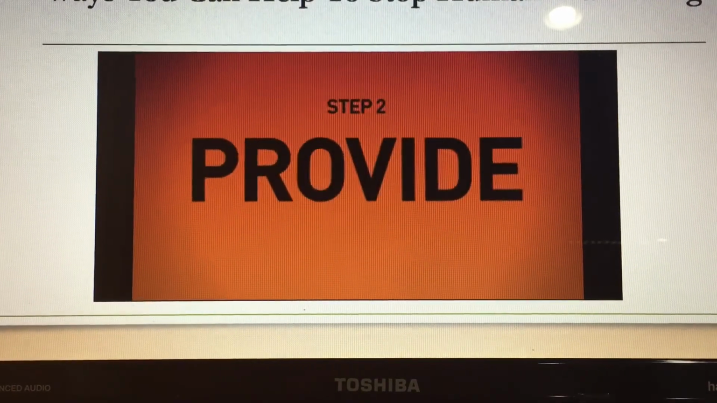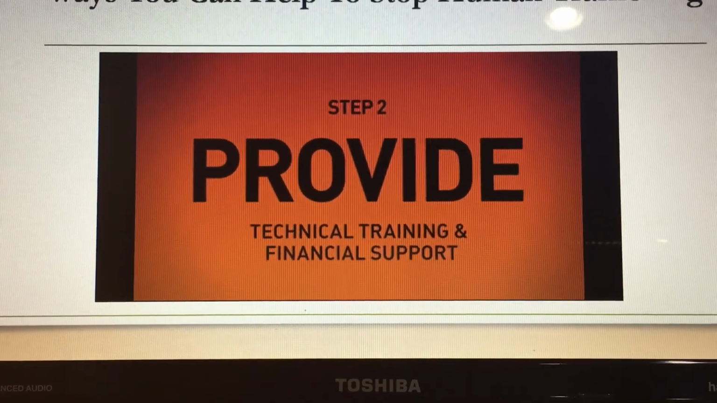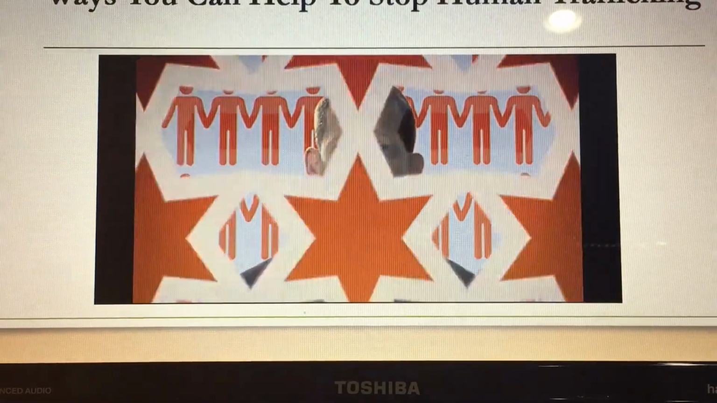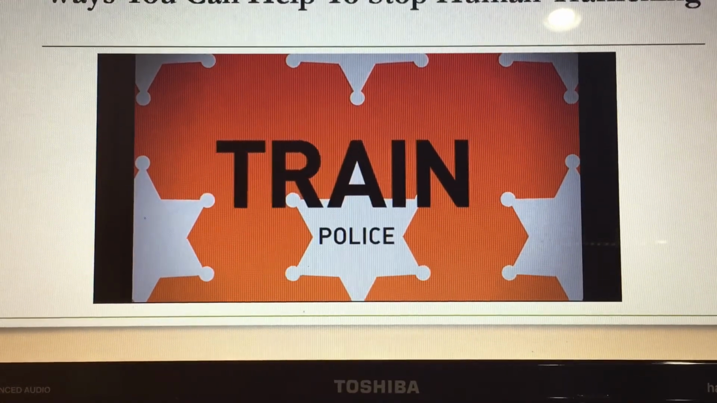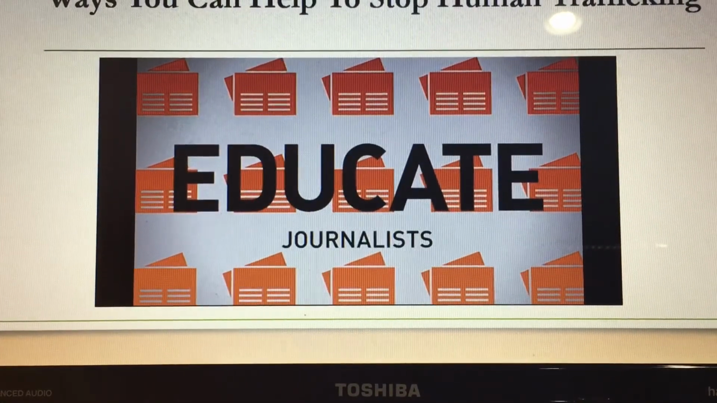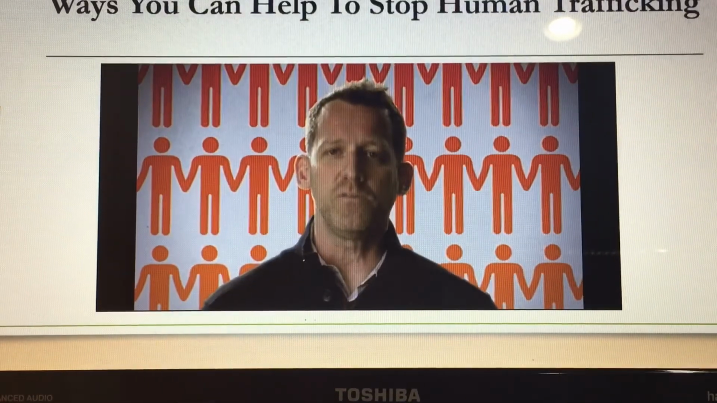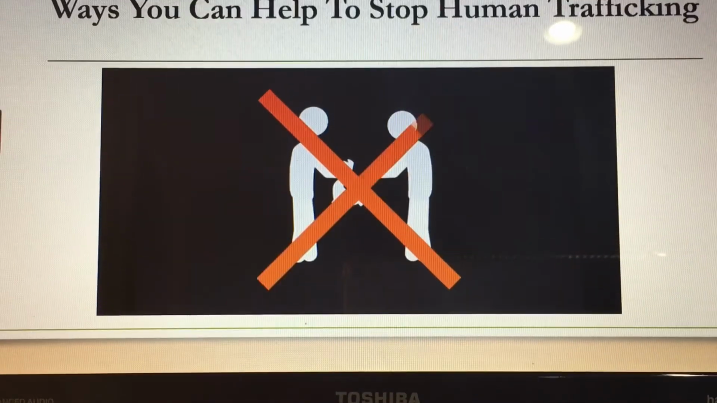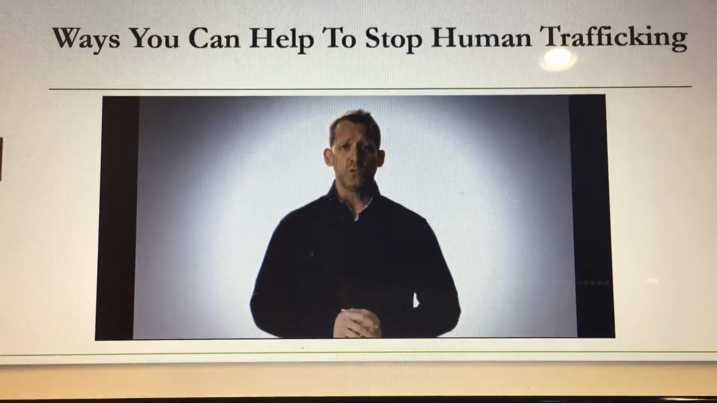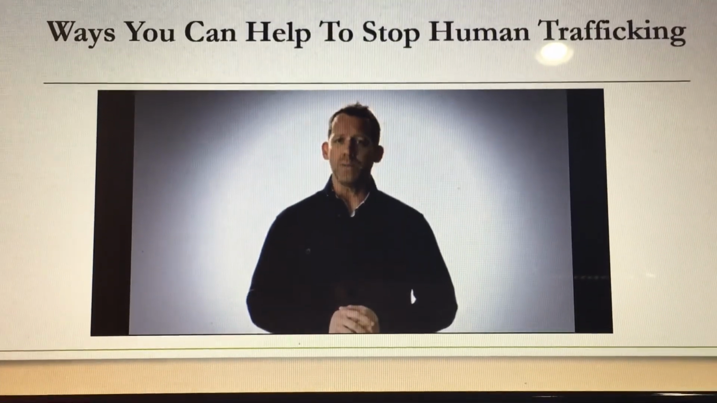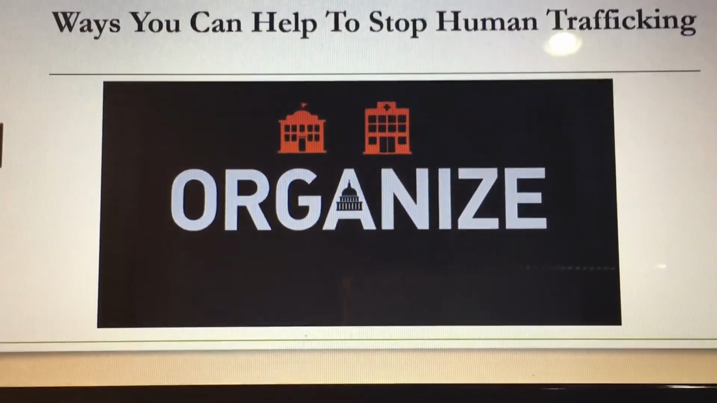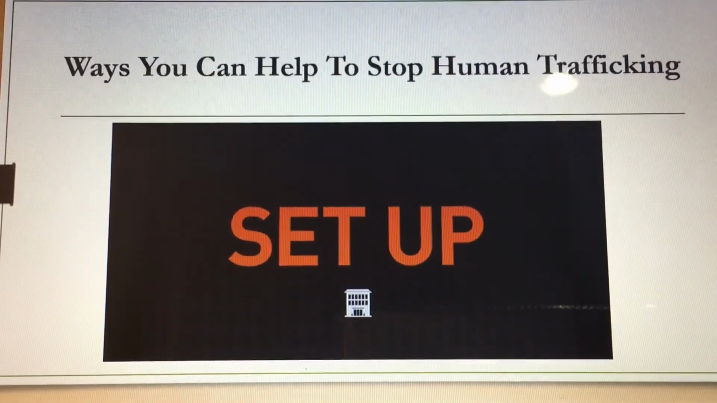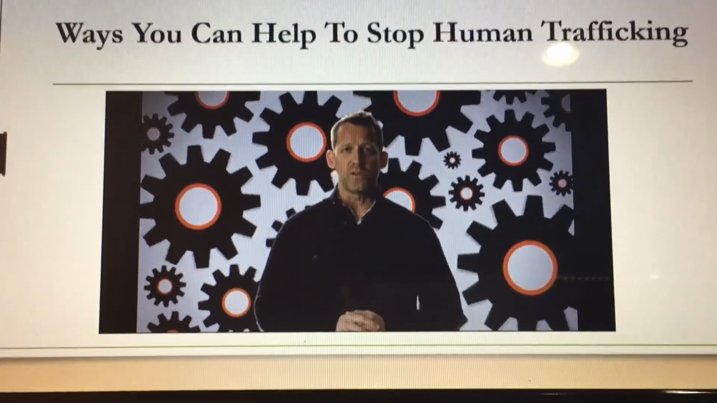Step 2. Provide technical training and financial support to organizations who are already on the front lines. Partner with local groups that want to fight slavery and help them do a better job. Train police to enforce anti-slavery laws. Educate journalists to shine a light on the evils of slavery today. Get everyone involved in the fight. Step 3. Come together at a community level. Educate villagers that debt slavery is illegal. Offers that are too good to be true often are. Organize neighborhood groups to lobby government officials for better schools, healthcare, legal aid, jobs, and access to credit. Set up savings clubs so people can create their own banks. Give people the right tools to take control of their lives.